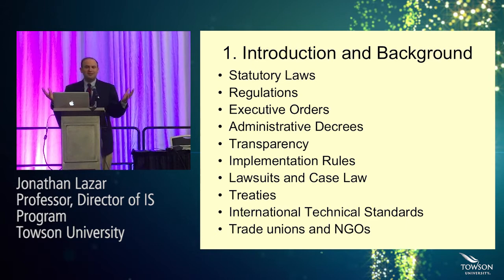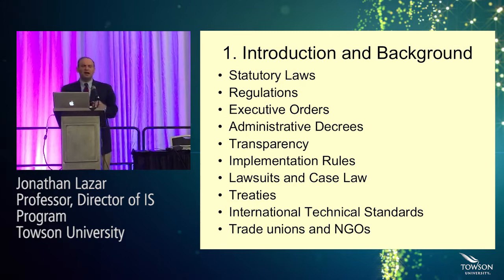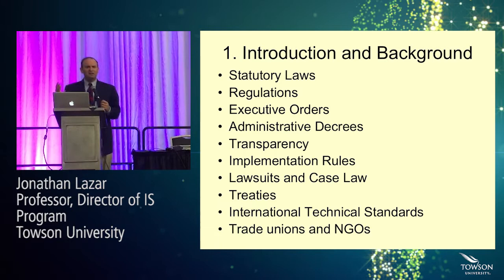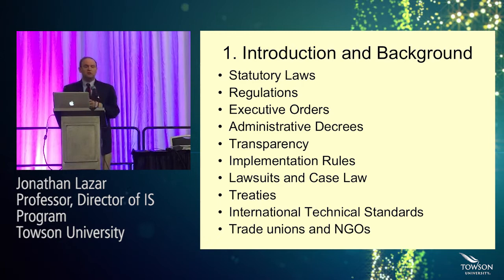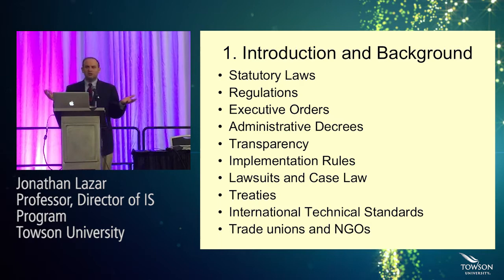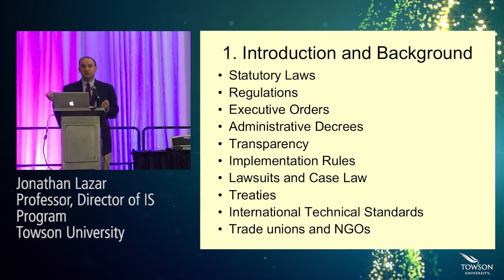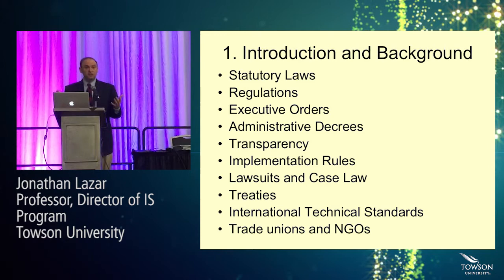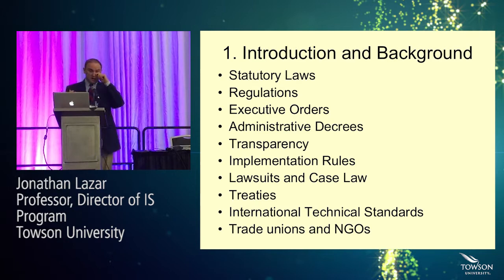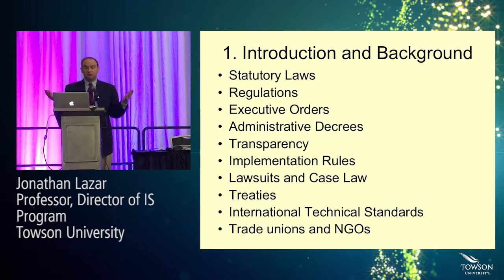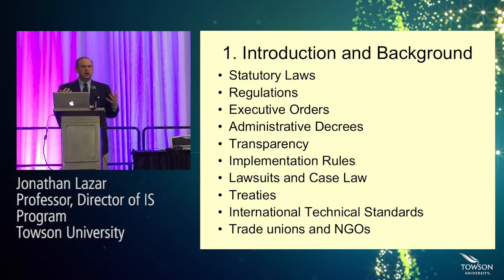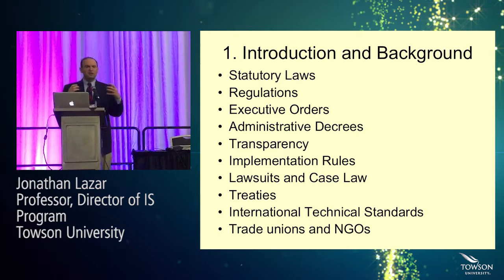There are rules on implementation, on how you implement certain laws, certain policies. Also, the role of case law and lawsuits. In some countries, like the United States, that plays a much bigger role than in other countries. There are international treaties. Two treaties that relate closely to human-computer interaction are the UN Convention on the Rights of Persons with Disabilities and the Marrakesh Treaty, which deals with facilitating access to printed materials for people who have print disabilities. There are international technical standards, for instance from the Web Accessibility Initiative, from W3C, and other standards. There are standards from ISO as well. And there are trade unions and other NGOs, non-governmental organizations, such as the UN. So there's really a lot. Public policy encompasses a lot.